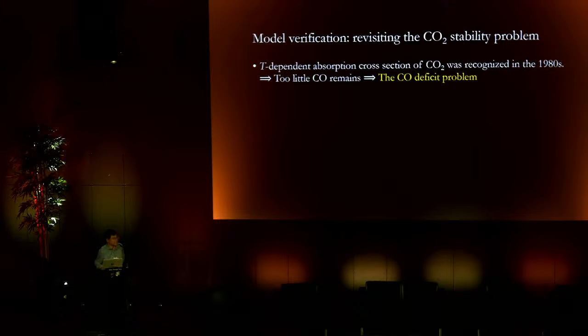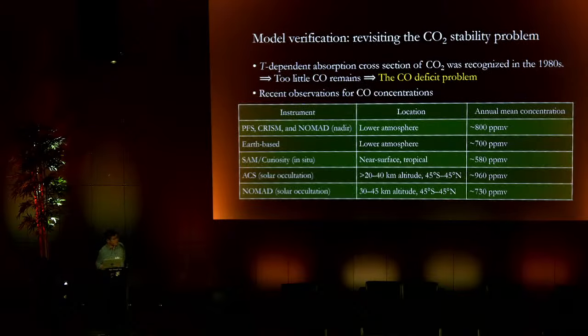So this is the CO deficit problem since the 1980s. These are the observations of the present-day annual mean global mean CO concentration on Mars. The highest value is given by the ACS solar occultation measurement, 960 parts per million, and the lowest one is given by the Curiosity rover, 580 parts per million. The average value between these instruments lies between 800 and 900 parts per million. So this is our goal.